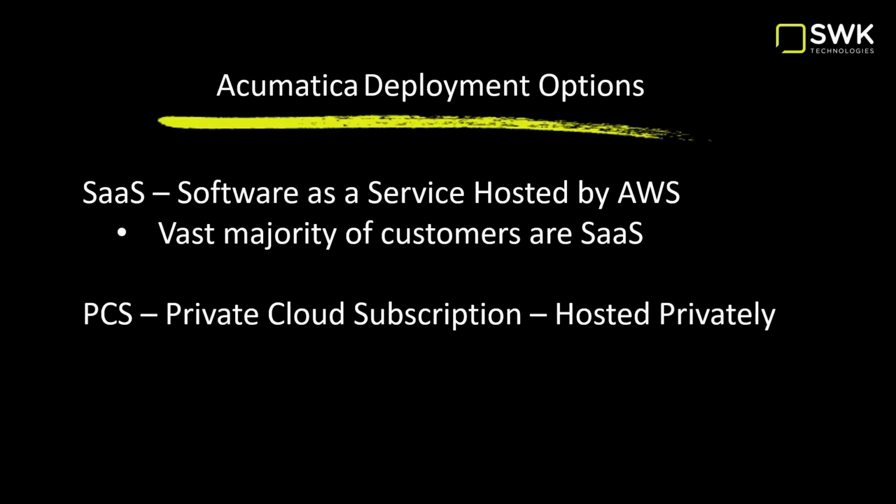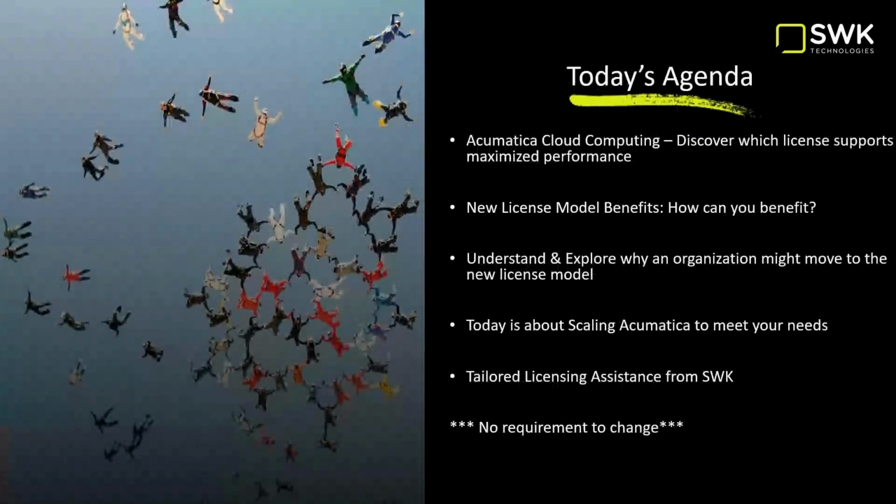So let's review the agenda and get started on some of the details. And there are a lot of details. So our goal here is to talk about how Acumatica Cloud Computing works, discover how the license model can be maximized for good performance in the Acumatica Cloud. We're going to talk about some of the benefits of the new license model and how you as an individual company might benefit from that.